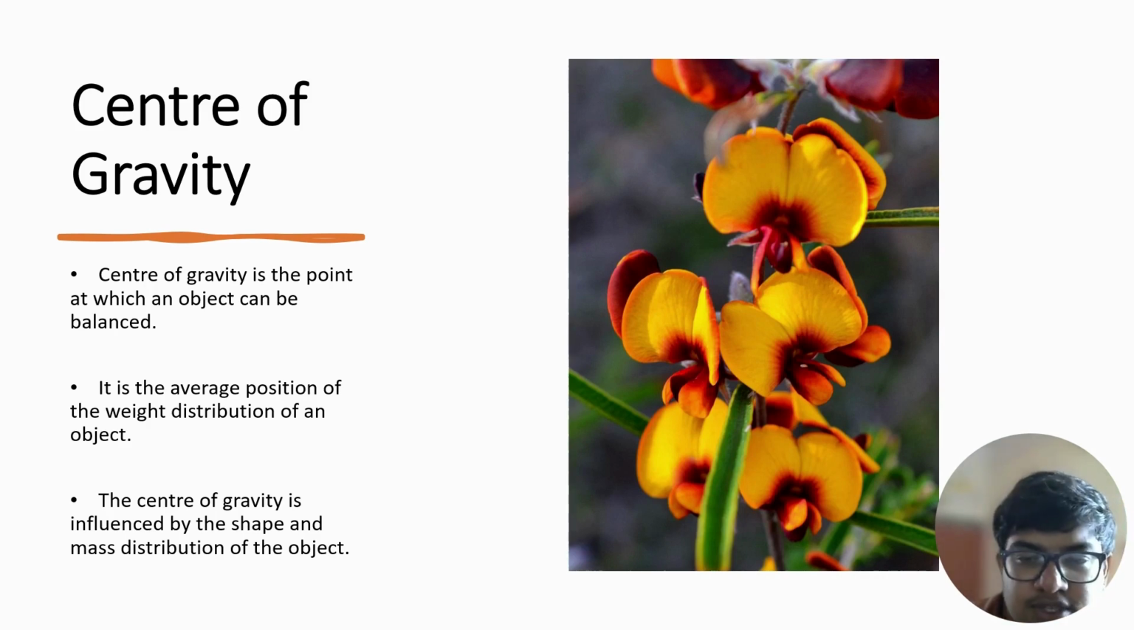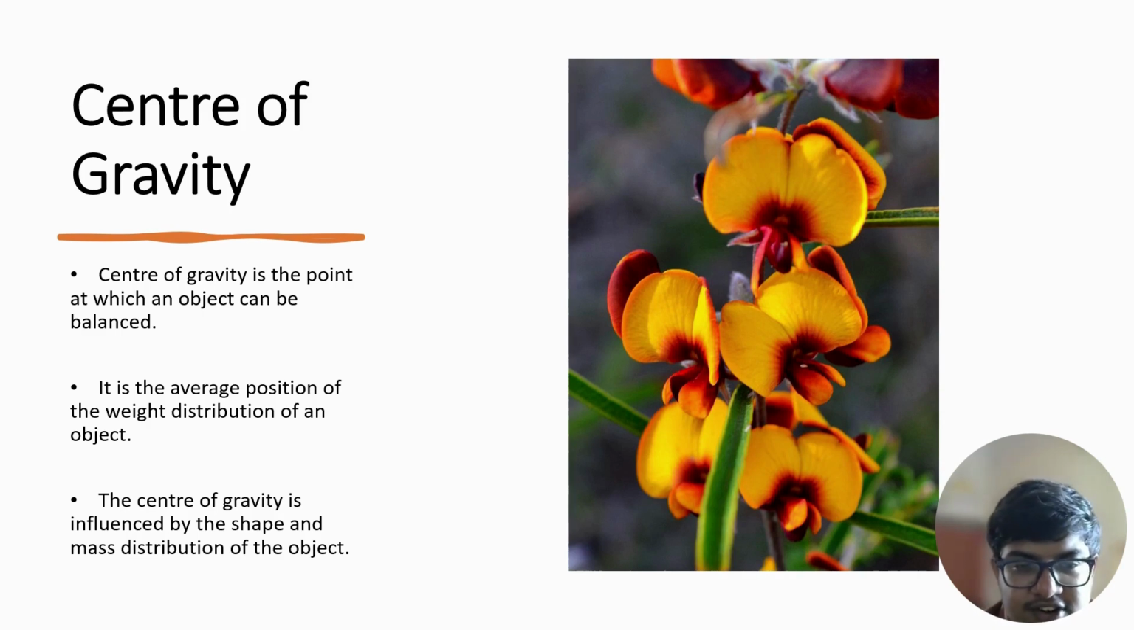Let's know more about center of gravity. As I first said, center of gravity is a point at which the object can be balanced, or at which all the weight of the whole body is acting. It is the average position where the weight distribution of an object takes place. Based on how the structure is, the average weight of the whole object is present at that one point.